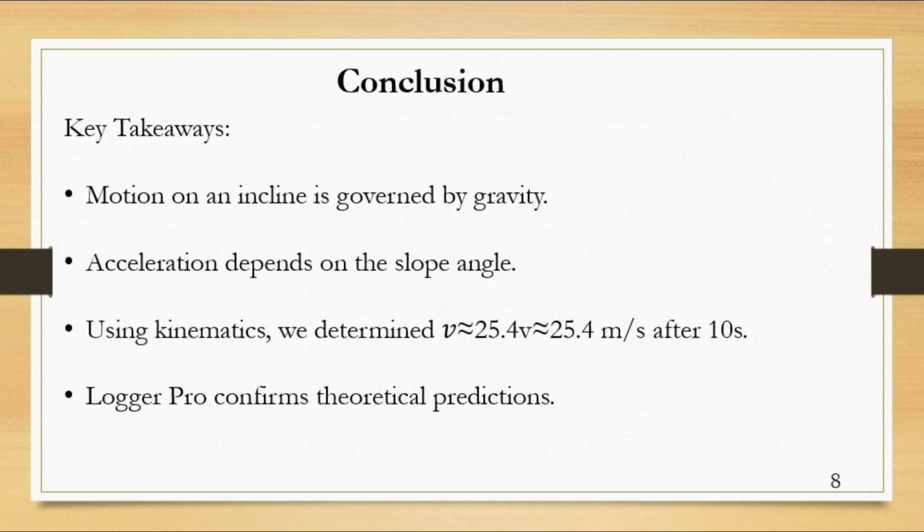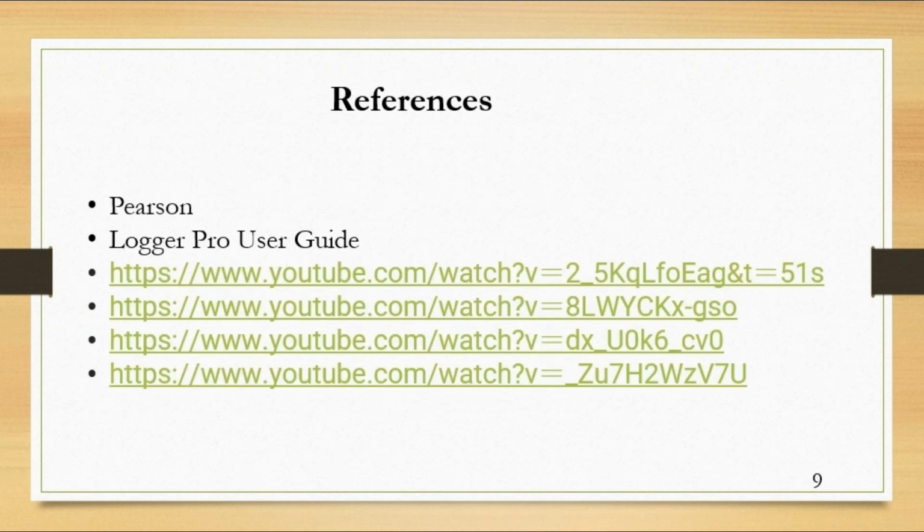Our analysis applied physical principles to slope motion while revealing that 25.4 meters per second will become the final velocity after 10 seconds of motion. The data verification process enabled by Logger Pro includes the creation of motion graphs which provide confirmation of results. Physics professionals need to comprehend these concepts so they can apply them to skiing activities in engineering fields and transportation systems effectively. The references presented in this work consist of Pearson, the Logger Pro user guide, and 4 YouTube videos.